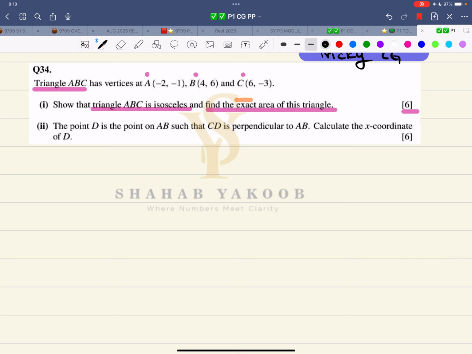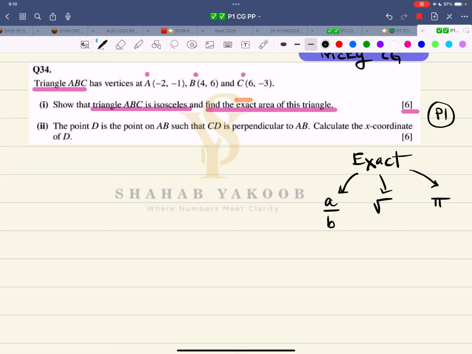Now first thing we have to understand is that the examiner of P1 is very much obsessed with the exact form. It means fraction, it means surd form, it means in terms of pi. This is for P1 level, and then for P3, it's a bit more.